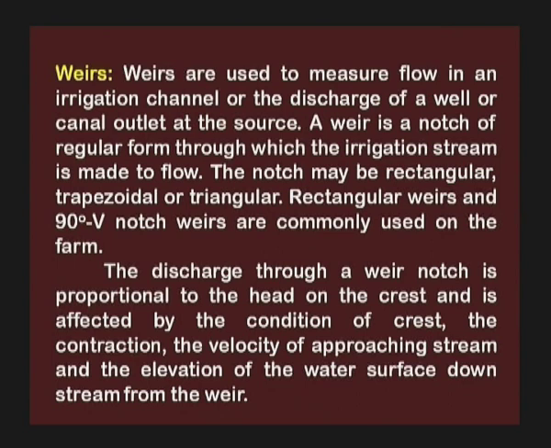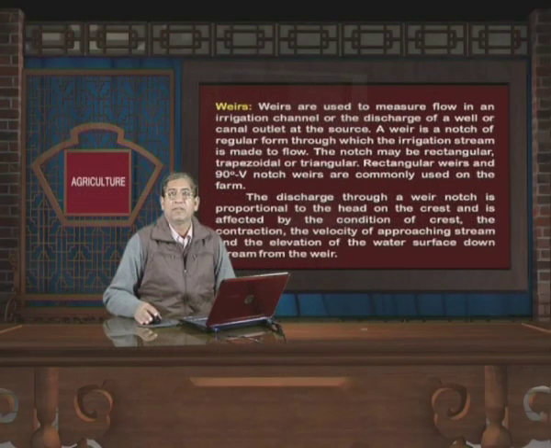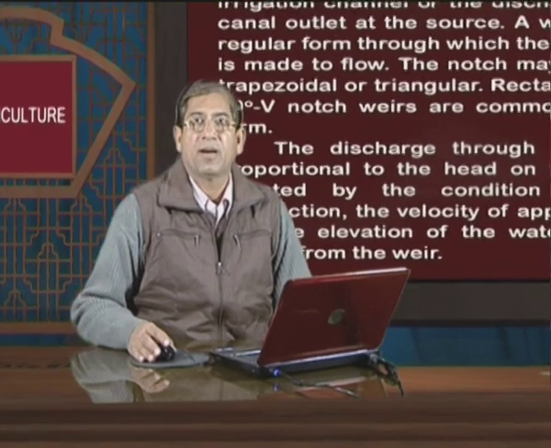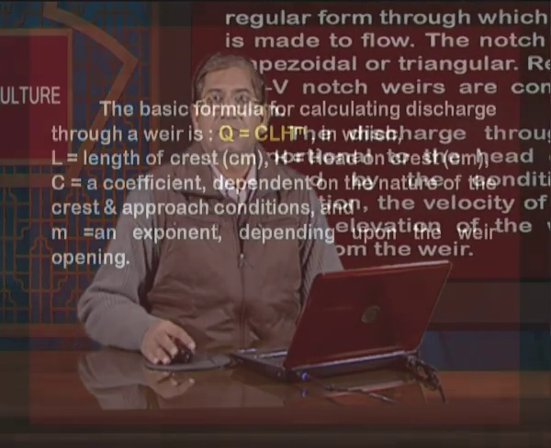The discharge through a weir notch is proportional to the head on the crest and is affected by the condition of the crest, the contraction, the velocity of approaching stream, and the elevation of the water surface downstream from the weir. Weirs are generally used for varying stream sizes. These are used for small as well as large streams.